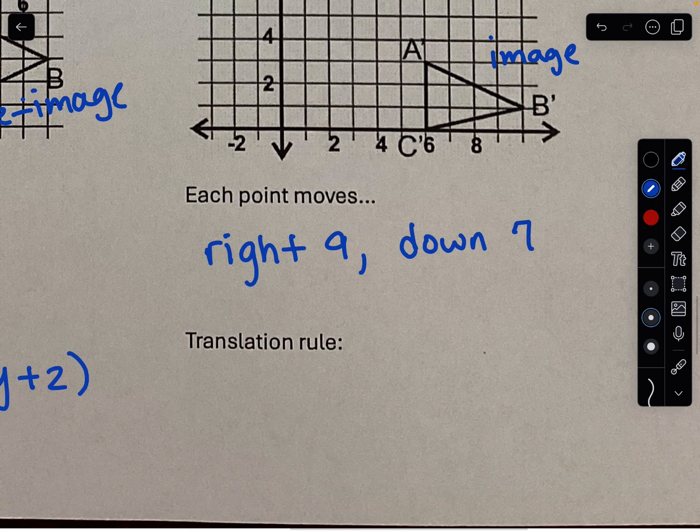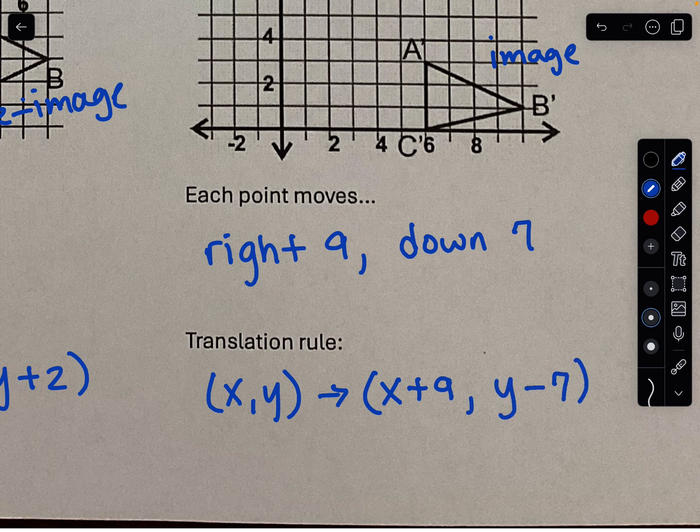Okay? So, can anyone tell me then what would be my translation rule for x and y? x, y goes into x plus 9, y minus 7. Perfect. Because here's the deal. Sometimes we won't have a graph, right? And it'll just tell us we're going to find A prime, B prime, C prime by adding 9 to our x values, subtracting 7 from the y values. Okay? All right, let's look at the back page.